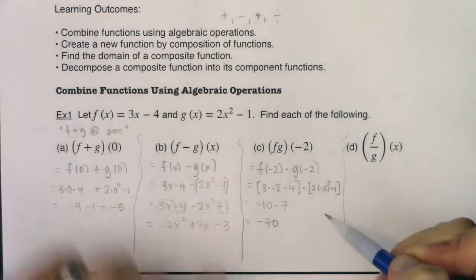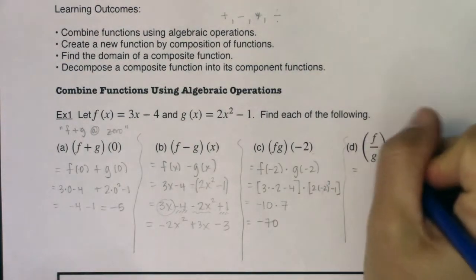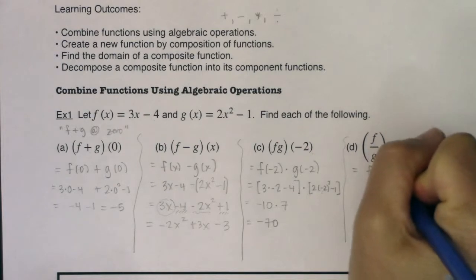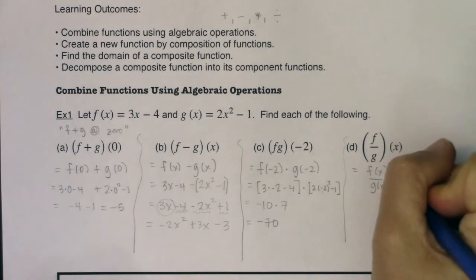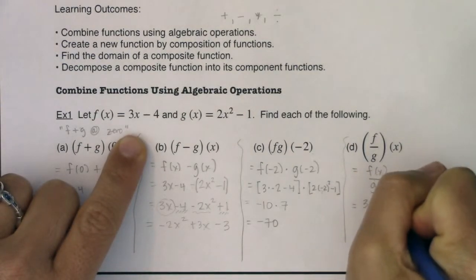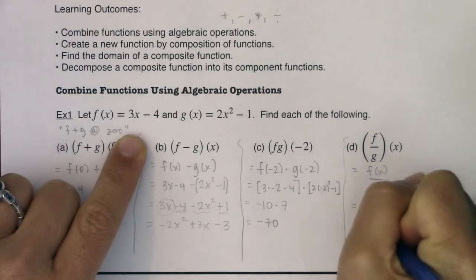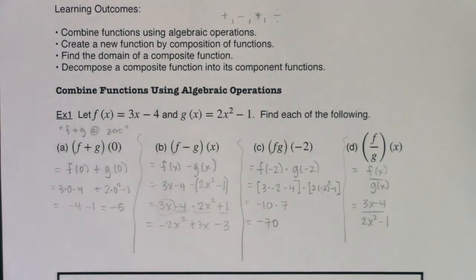We're about to start with a letter. Again, we'll end with a letter. So this quotient function is f of x in ratio to g of x. Okay? So if I look at f of x, it's going to be 3x minus 4 in ratio to 2x squared minus 1. However, there is a little catch here.